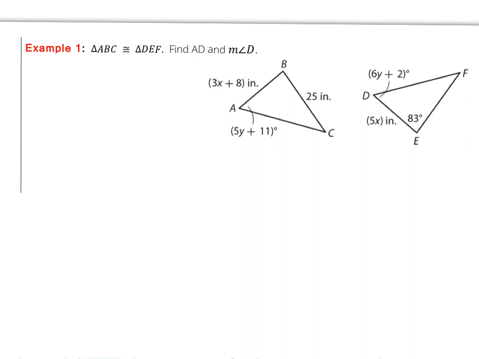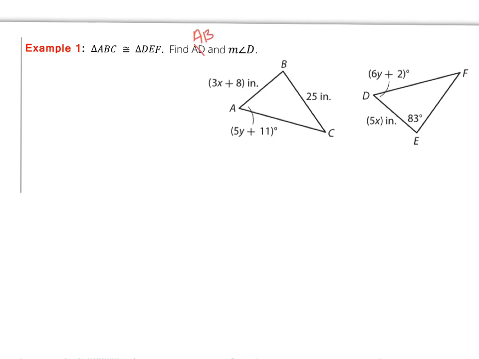All right, next let's take a look at the application of this definition of corresponding parts of congruent figures are congruent. In example number 1 we have triangle ABC congruent to triangle DEF, and we're going to find the length from A to B, and then the measure of angle D. All right, so instead of A to D, let's fix that. We'll find from A to B.